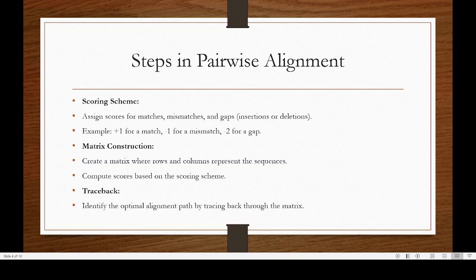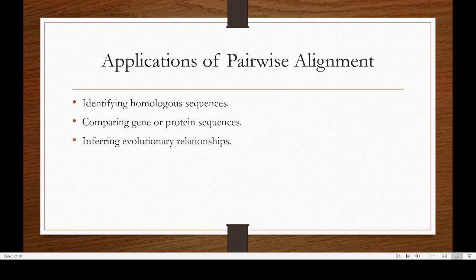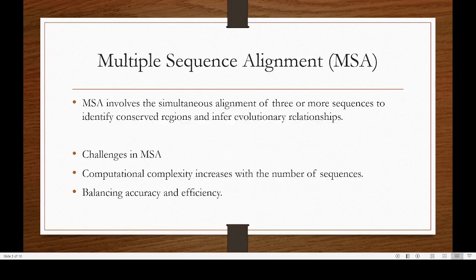Here the main idea is to identify the optimum alignment path by tracing back through the matrix. Here you can also find the applications of pairwise alignment, which we had already seen.